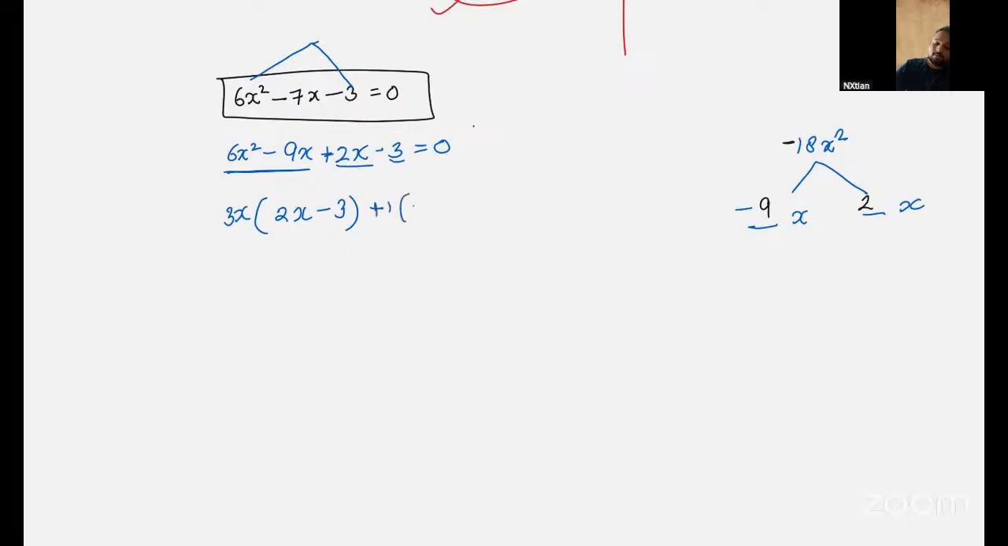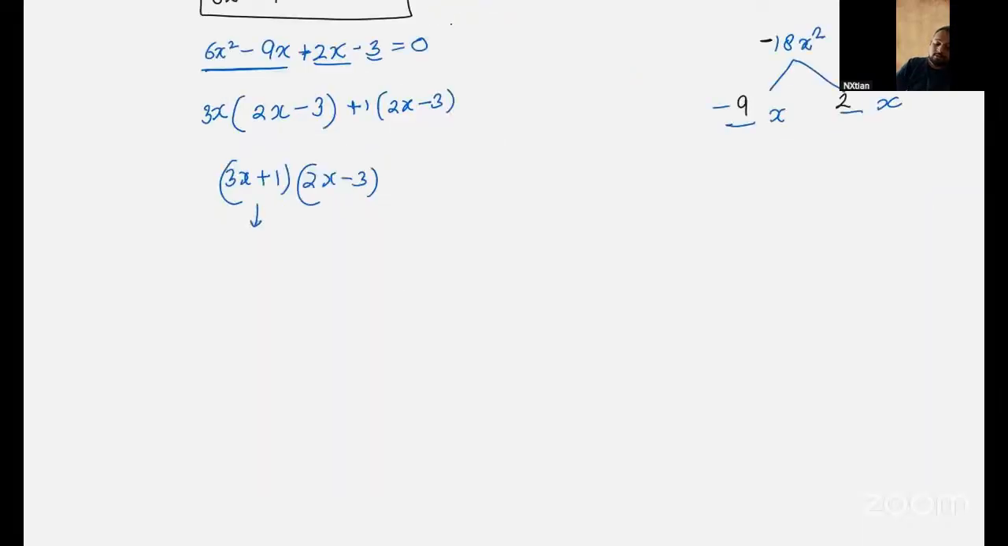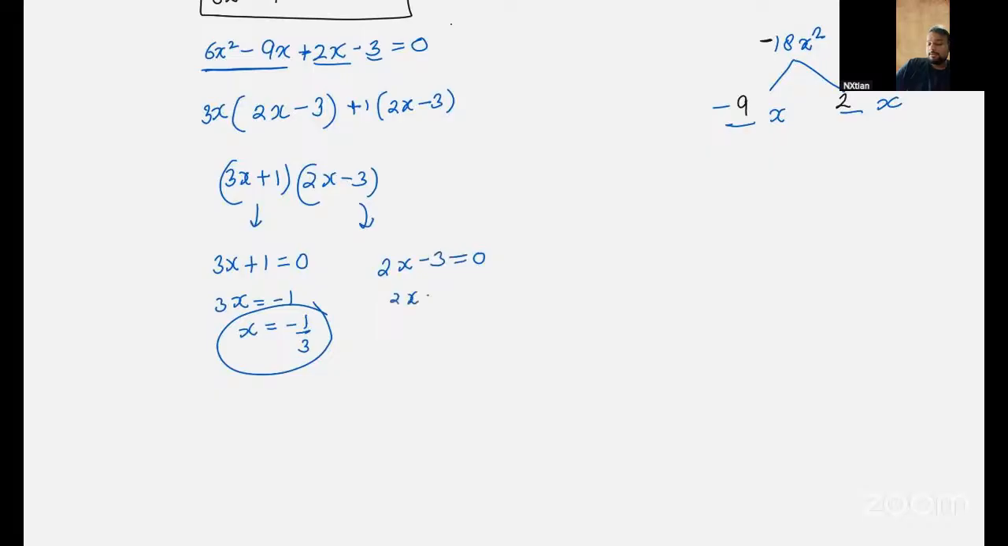So it will be the same. What are the two factors which I got? I got 3x plus 1 and 2x minus 3. Now I have to put each factor equal to 0. So 3x is equal to -1, x is equal to -1/3. The same way, 2x is equal to 3, x is equal to 3/2. I got the two values, then I have to verify.